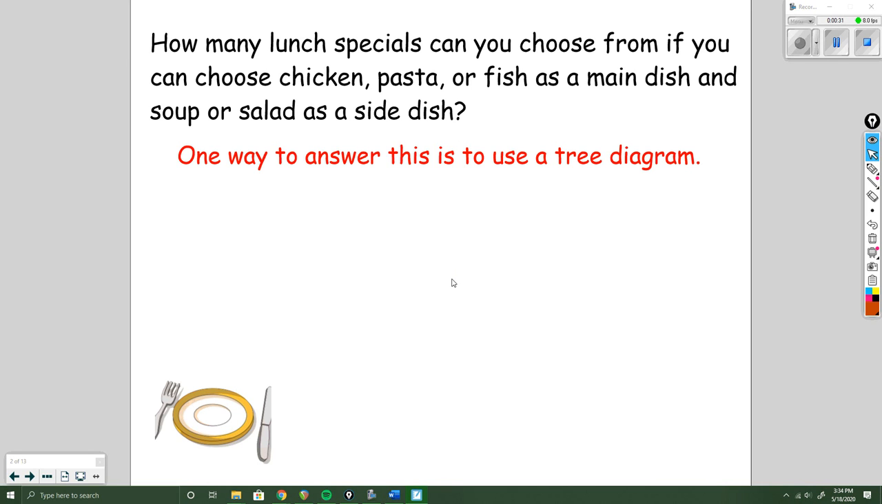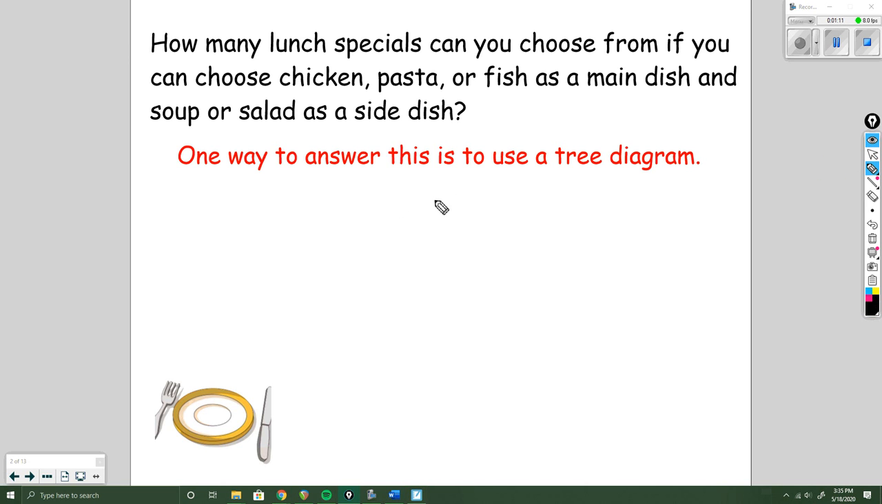First, we're going to start with this question. How many lunch specials can you choose from if you can choose chicken, pasta, or fish as a main dish and soup or salad as a side dish? Of course, a lot of assumptions are going to be made here. One of the assumptions is that you can only get one of each, and you must get one main dish and one side dish. So one way to answer this question is to use a tree diagram. So that's what we're going to do first.